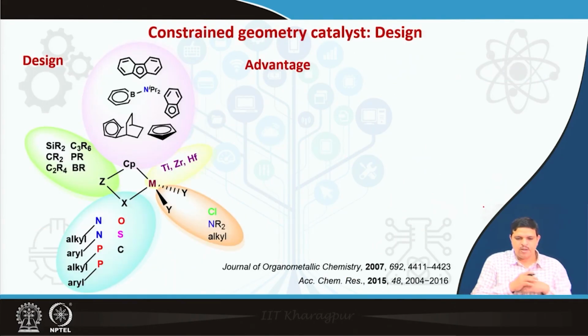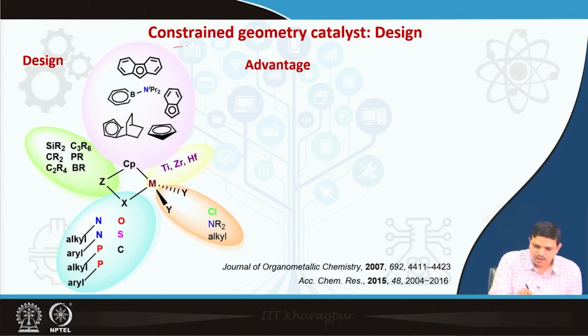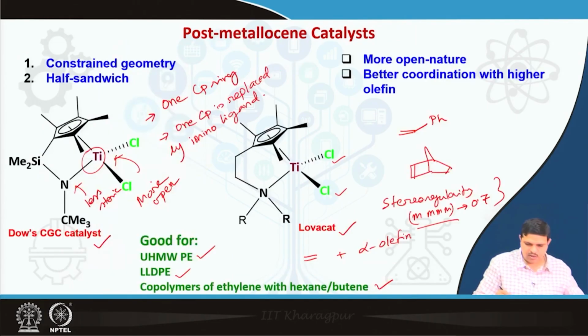Okay. So what is the constrained geometry? This is why, because you will see that these are the Cp rings, okay, and this is the titanium, and this one is actually a very short bridging.